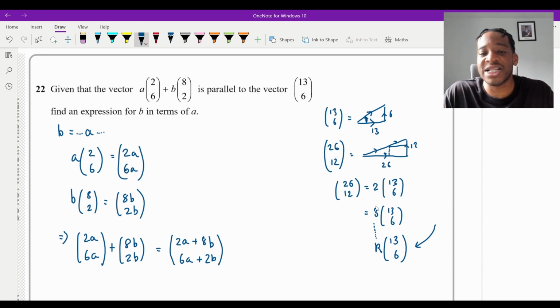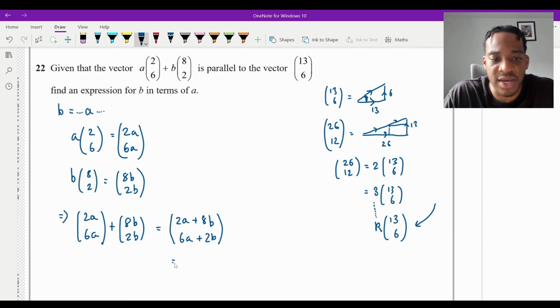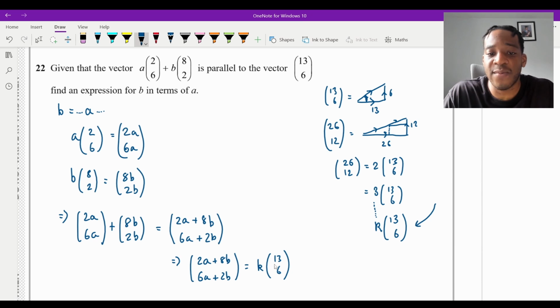And we know that if we have a vector which is parallel to 13, 6, it can just be written as a multiple where the value is k, right? So based on that, we can say that this 2a plus 8b and then 6a plus 2b is just equal to k multiplied by 13, 6, like that. Because it's parallel to 13, 6, it has to be a multiple of 13, 6.